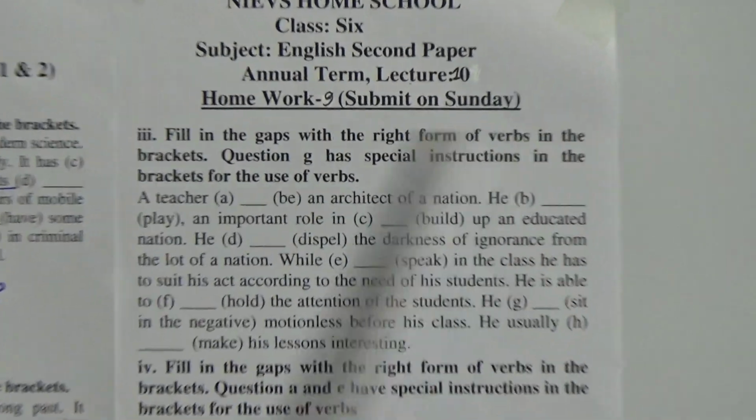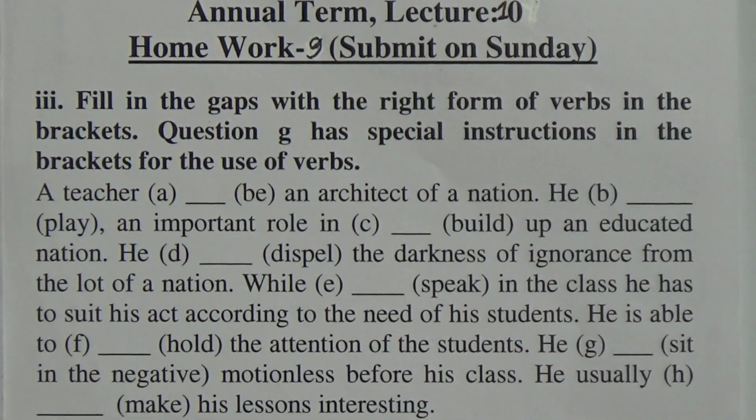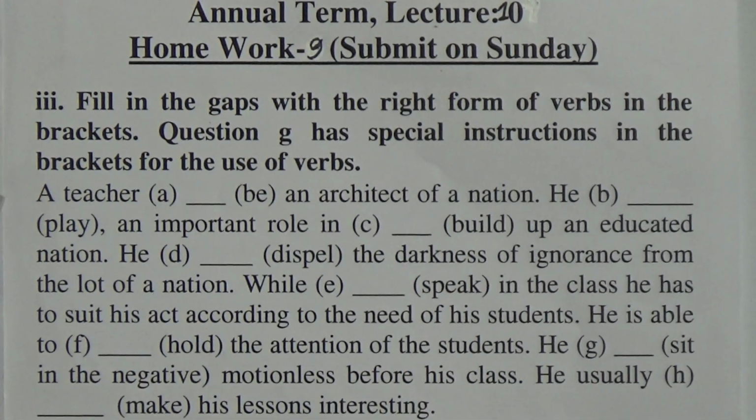Homework 9, submit on Sunday. I'm reading so that you can watch the video very carefully. Fill in the gaps with the right form of the verbs in the brackets. Question 2 has special instruction in the brackets for the use of verbs. Number 1, a teacher, A, in the bracket, be, an architect of a nation. He, B, play an important role in, C, in the bracket, build an educated nation. He, D, dispel the darkness of ignorance from the lot of a nation.